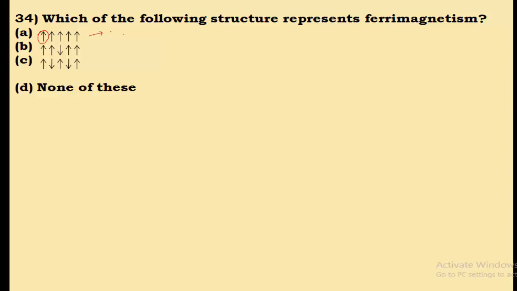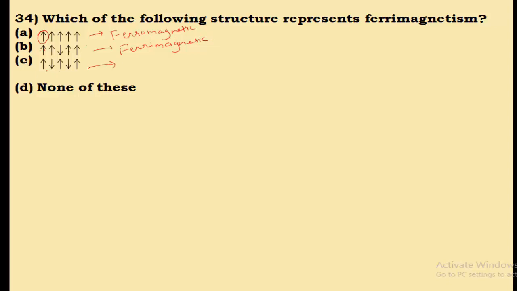So this kind of arrangement will be observed in ferromagnetic substances. And the second option, here the arrow marks or domains are arranged. Here if you observe, two are arranged in upward direction and another one in downward direction, and again two are arranged in downward direction. Then they are unequally arranged. Hence this type of arrangement is observed in ferrimagnetic substances.